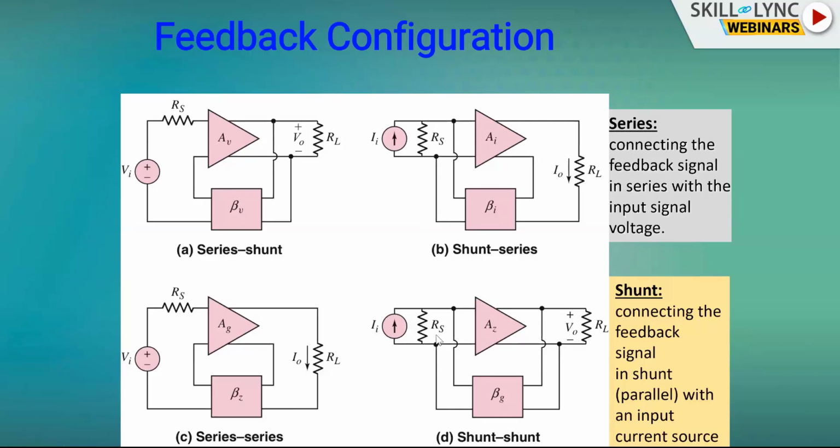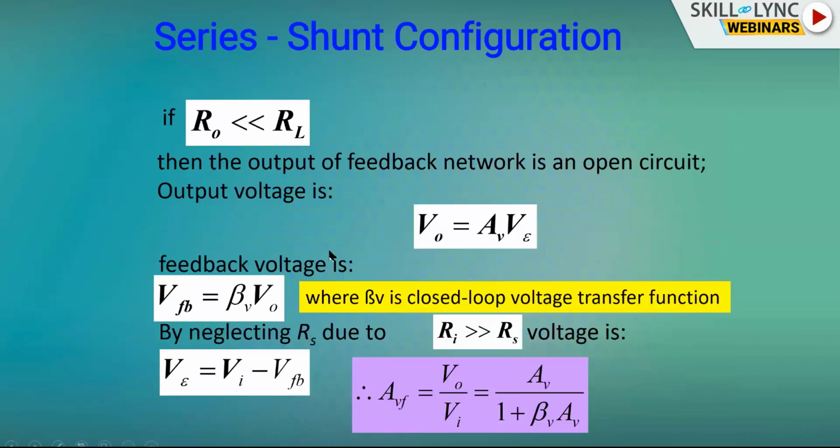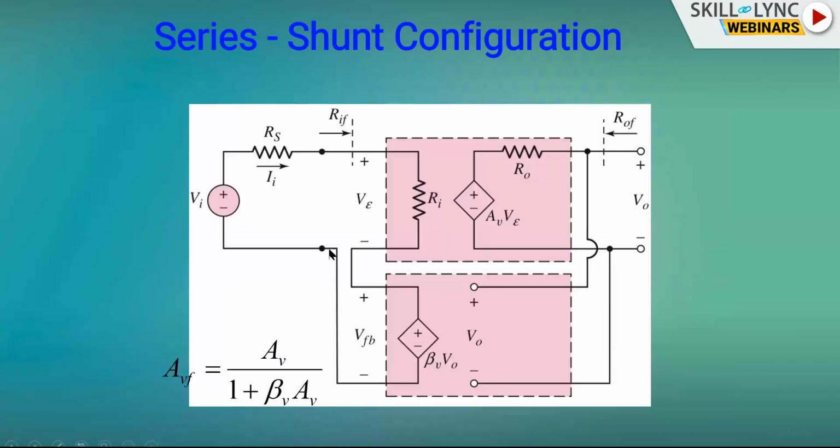Here the input is I, the output is V. So V by I is equal to R. Therefore, we call this a transresistance amplifier. Shunt amplifier is known as transresistance amplifier. So that is what is given here: transconductance, current, voltage. Okay. So what happens to the input resistance and output resistance due to feedback? That's what we are going to see now.